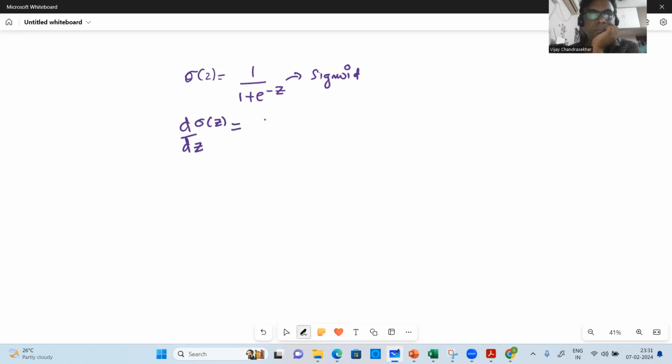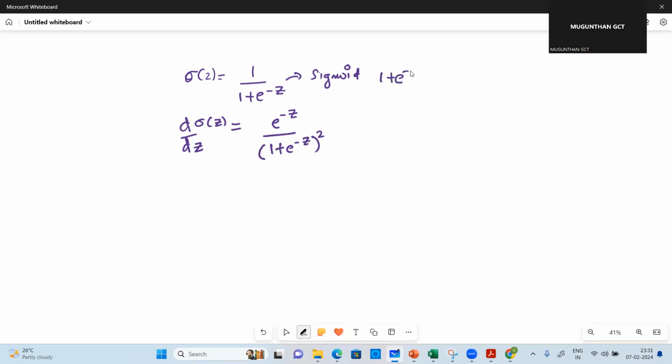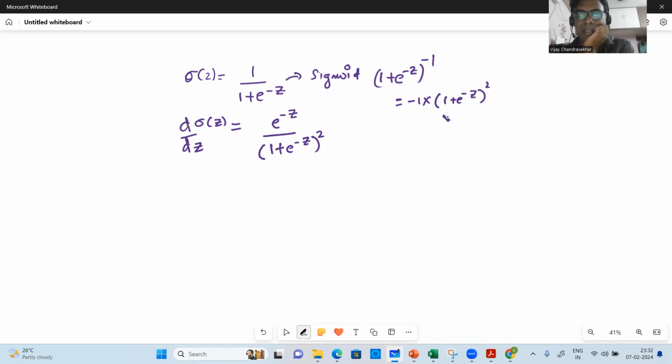So what is the derivative of this? Just come along with me. e power minus z by 1 plus e power minus z, the whole square. Okay, how did you determine that? U by v method. Alternatively, much simpler, can we write this as 1 plus e power minus z, the whole power minus 1? All right. So this would be minus 1 into 1 plus e power minus z the whole square, multiplied by the derivative of minus z with respect to z, which is minus 1, correct?